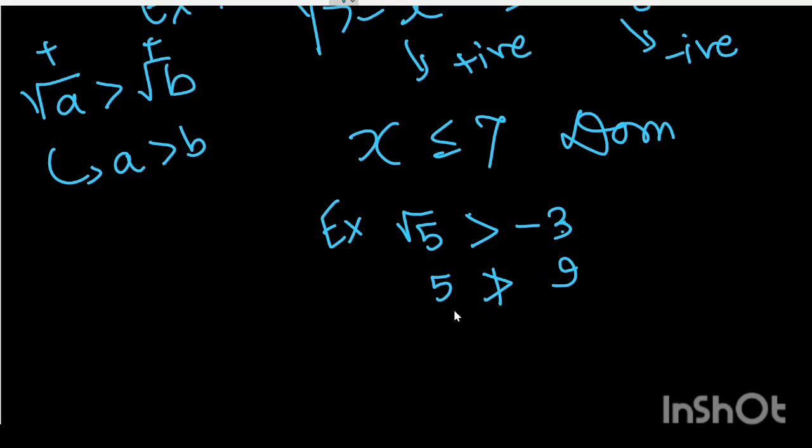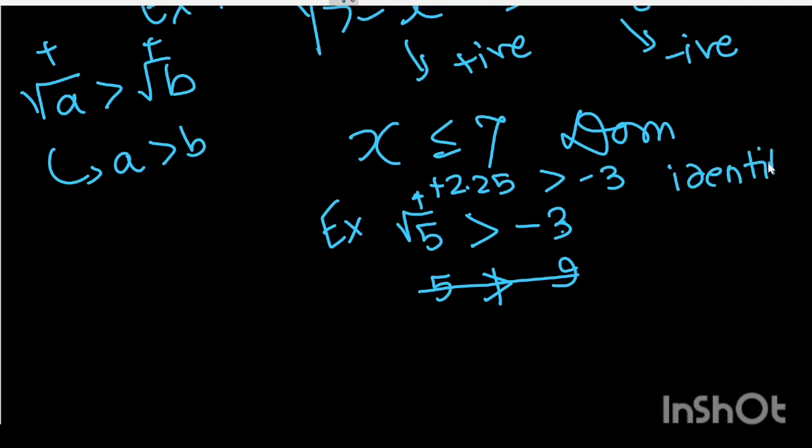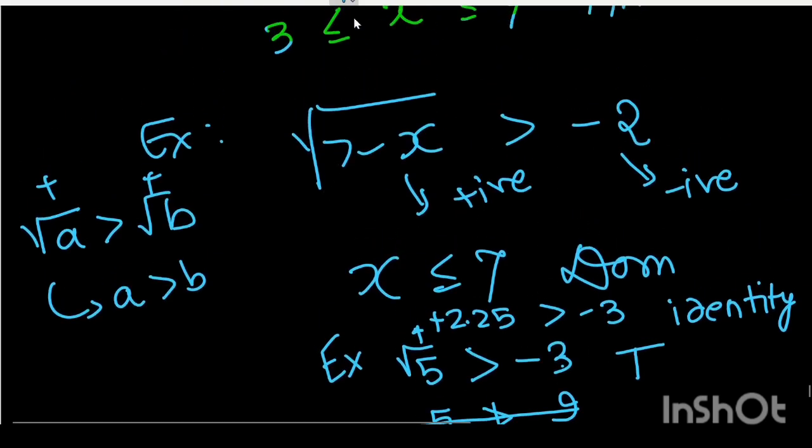And there is no need to square. Why? Because root 5 is approximately equal to plus 2.25, greater than minus 3. This is an identity, guys. So you need to do nothing. You simply label it as true. It is true.